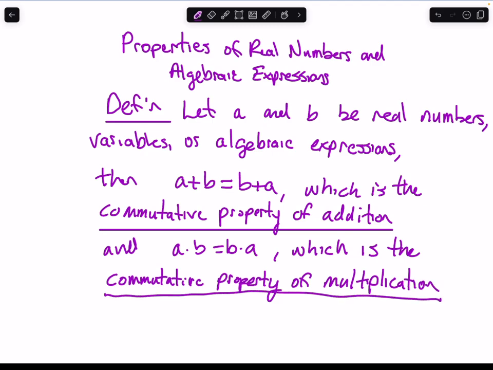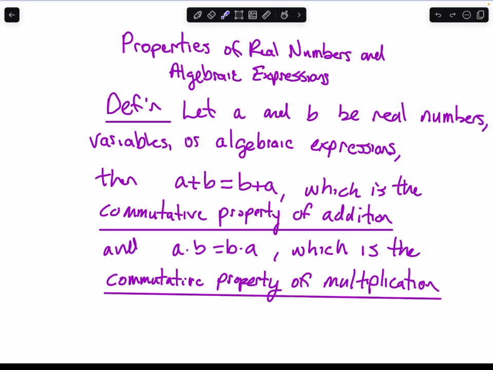What this says is that for any two real numbers, variables, or algebraic expressions, we can change the order of the addition, A plus B is the same as B plus A, and we can change the order of the multiplication, A times B equals B times A. So 3 plus 2 and 2 plus 3 are the same, just like 3 times 2 and 2 times 3 are the same. Those are the commutative properties of addition and multiplication.